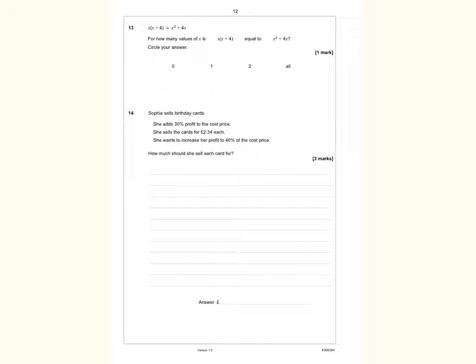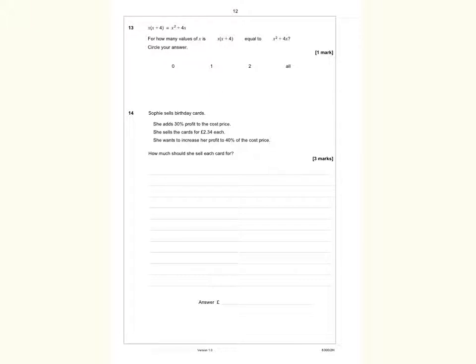Okay, question 13, we have an identity here. For how many values of x is x times x plus 4 equal to x squared plus 4x? Circle your answer. Now, if the identity is correct, then it has to be all. Okay, so that's the definition of an identity, that for all values of x, this side is equal to that side.